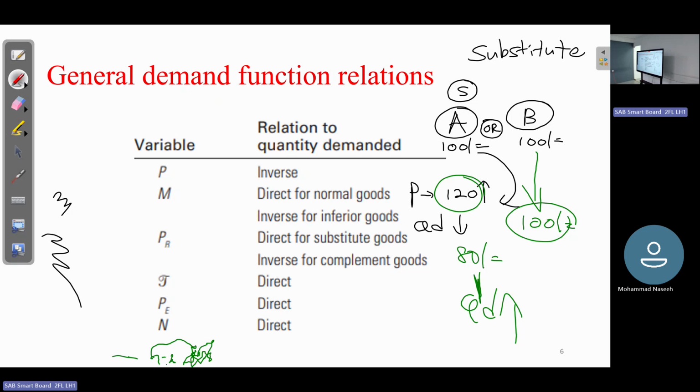Consumer can consume one product, or rather, consumer should consume one product with another product to satisfy the same need.